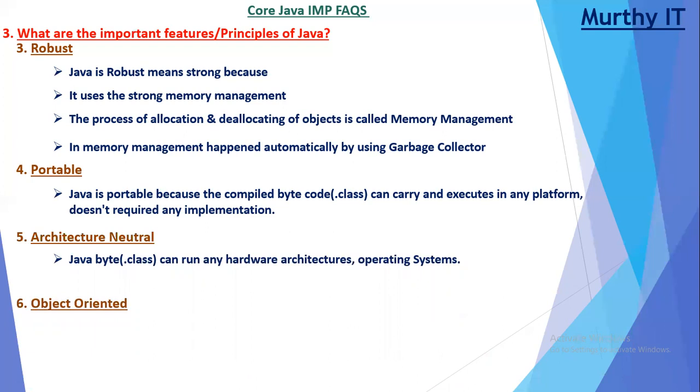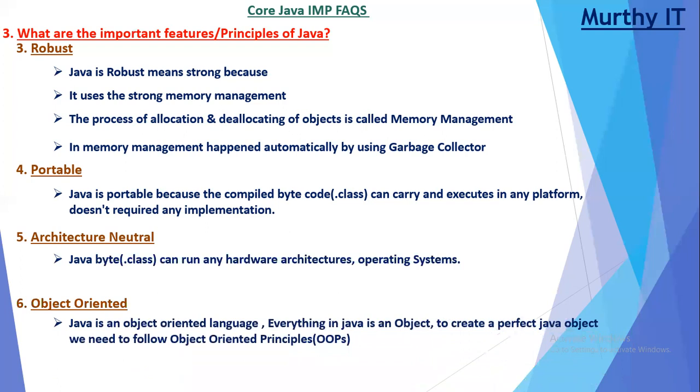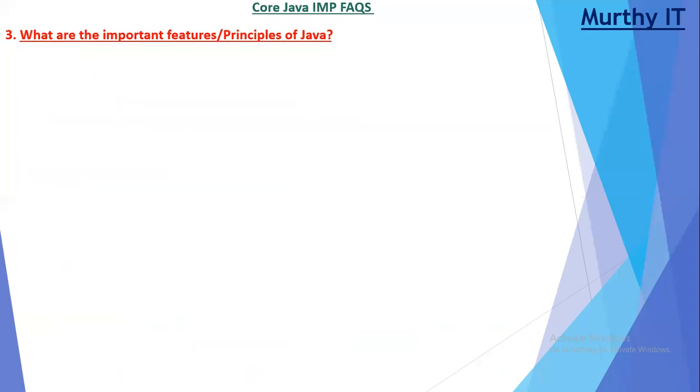Object oriented. Is Java an object oriented programming language or not? In Java, everything is viewed as an object. To create a perfect object by using object oriented principles, we develop a perfect object. So what are the object oriented principles? A means abstraction. P means polymorphism. I means inheritance and E means encapsulation. By using all these concepts, we can create a perfect object. That's why it is an object oriented language.